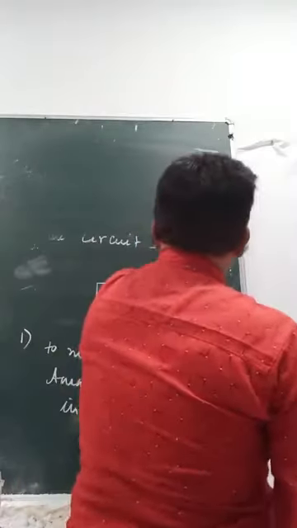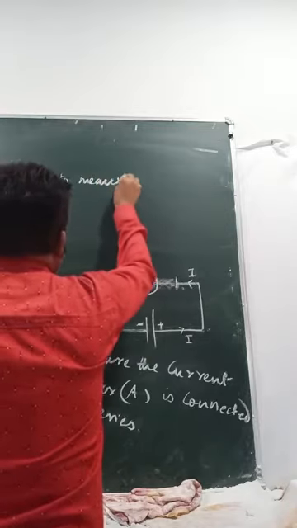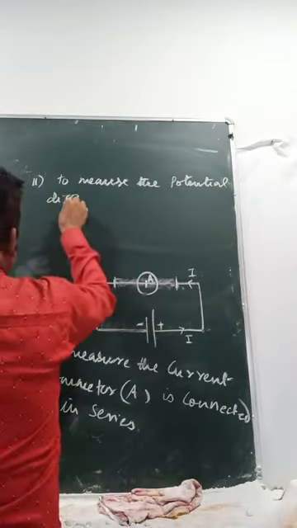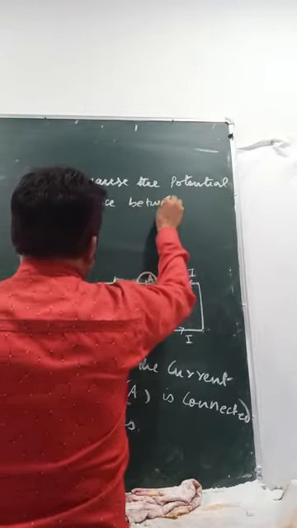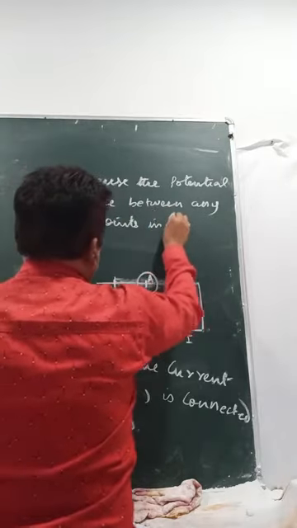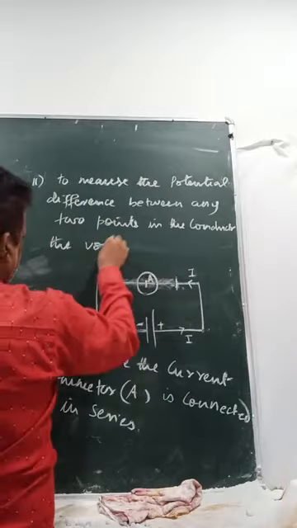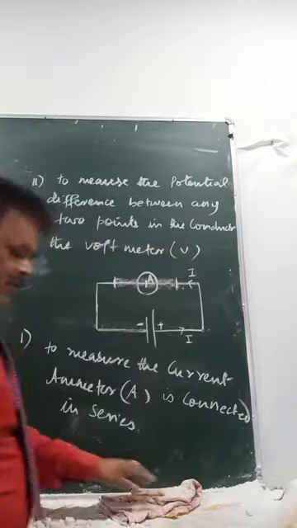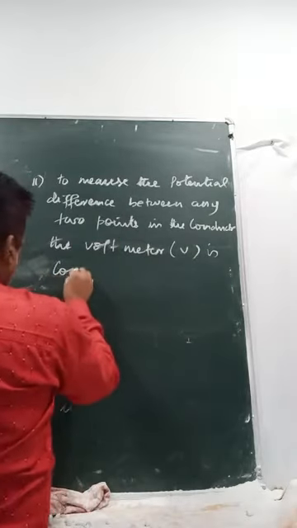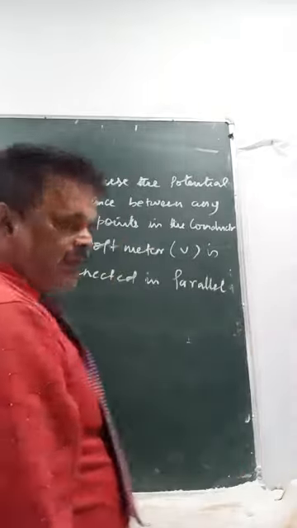To measure the potential difference between any two points in the conductor, the voltmeter is connected in parallel. Okay. So do you understand what parallel is?